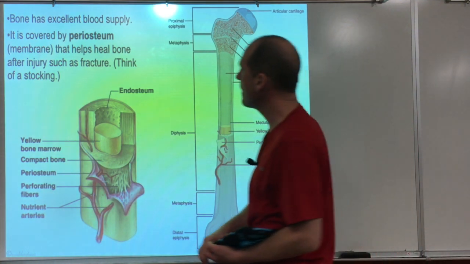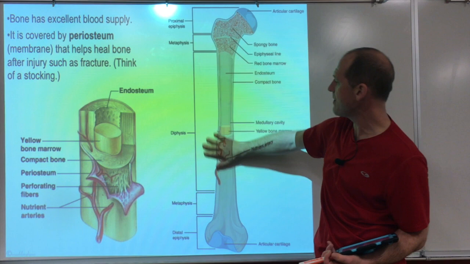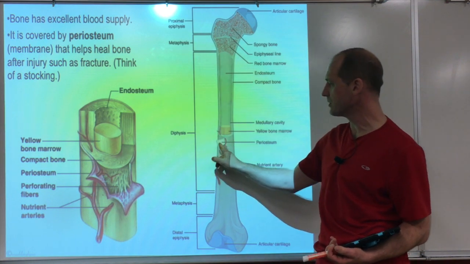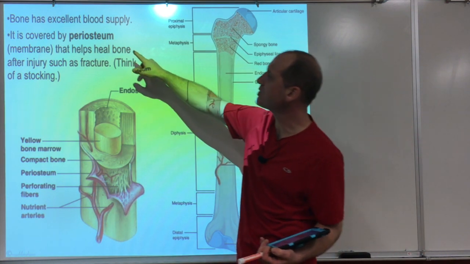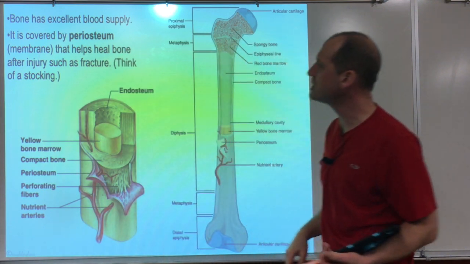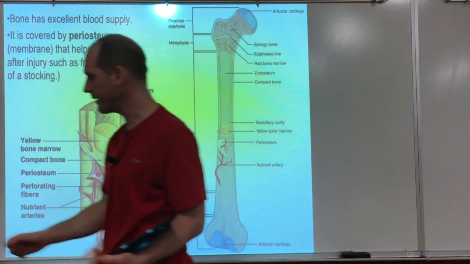So the outside of the bone, every bone has a little skin on it on top. It's known as the periosteum. It's a membrane, like a stocking you put on around your leg.